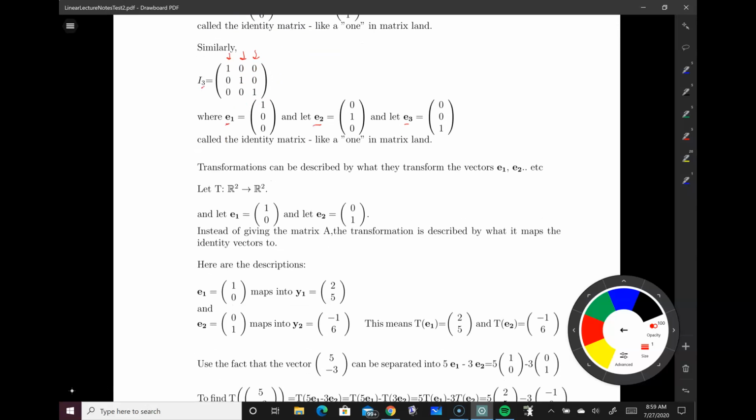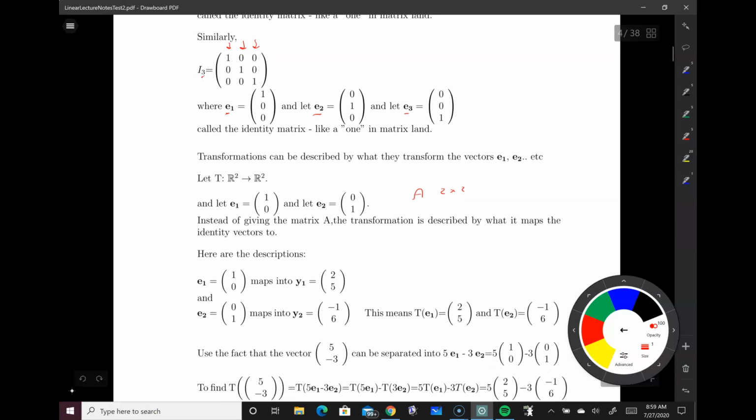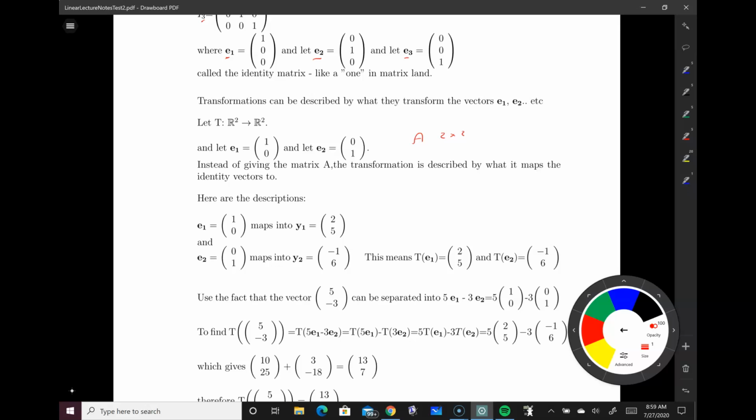All right, so let's talk about how we're going to use these two things. So if I've got a matrix, a transformation going from R2 to R2, then I know my A is a 2 by 2 matrix. And let's talk about our 2 by 2 identity matrix, which is the 1, 0, 0, 1. And so what I'm going to do is I'm going to tell you what the transformation does to these identity matrix vectors. So the E sub 1 gets mapped into or transformed into this. The E sub 2 gets mapped into this vector. So translated with the matrix, so T of E1 is 2, 5, T of E2 is negative 1, 6.